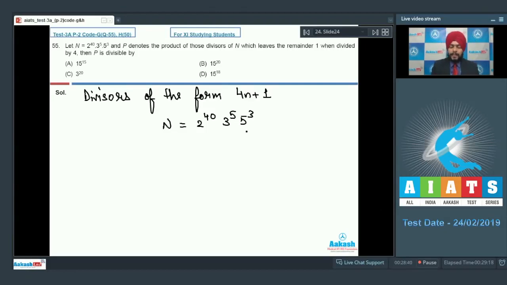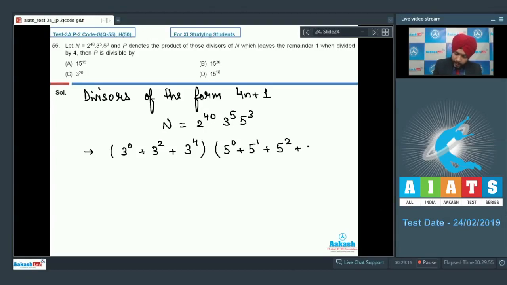If we need divisors of the type 4n plus 1, it should be clear that no power of 2 can appear. Okay, all the divisors of the type 4n plus 1 will come from combinations of 3 and 5. And the combinations can be obtained by multiplying any two terms of these two brackets. Let me show you. 3^0, 3^2 and 3^4. 3^1 and 3^3 are not included because 3^1 is 3 and 3^3 is 27. They are not of the form 4n plus 1. Multiplied by 5^0, 5^1, 5^2, 5^3. So that means there are 12 terms, 3 multiplied by 4. So there are 12 divisors of this number n which are of the form 4n plus 1.